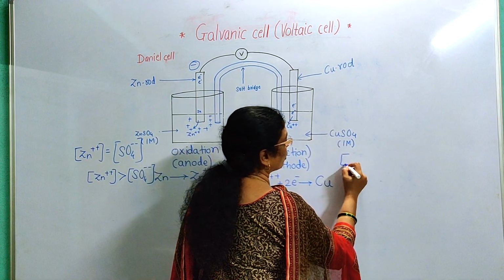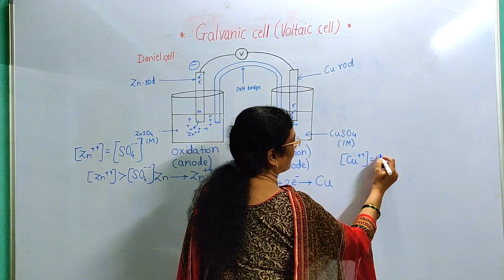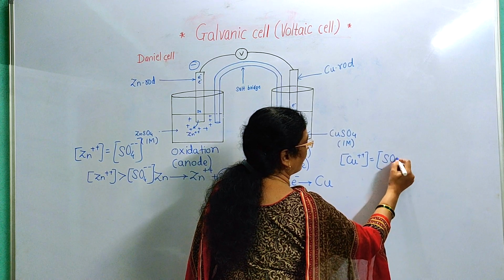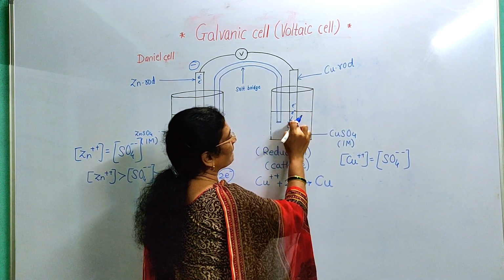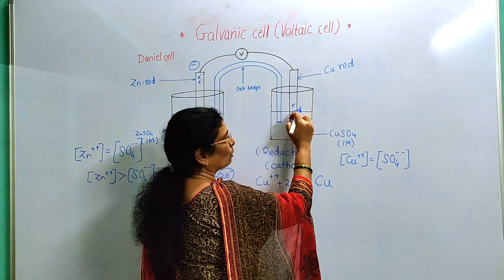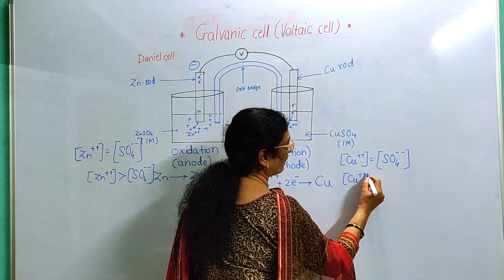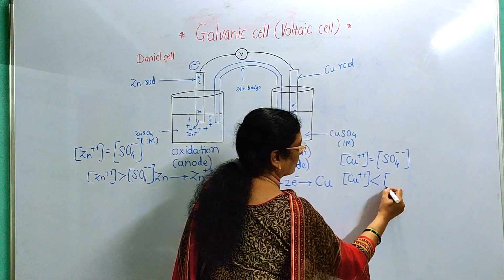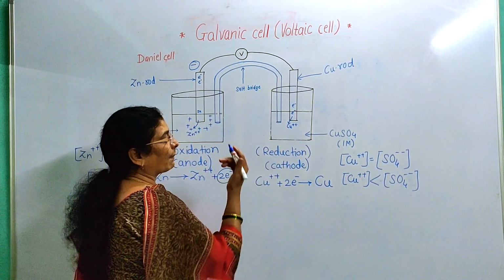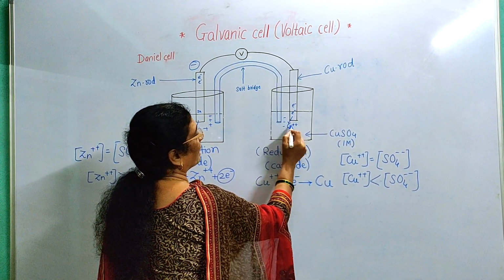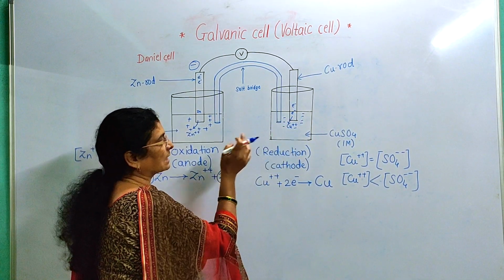Again, in CuSO4 solution, initially in 1 molar solution, Cu++ ions and SO4-- ions have the same concentration. But when Cu++ ions are converted into Cu atoms, the concentration of Cu++ ions will decrease. It will be less than the concentration of SO4-- ions. So what will happen? The solution will become negatively charged here.